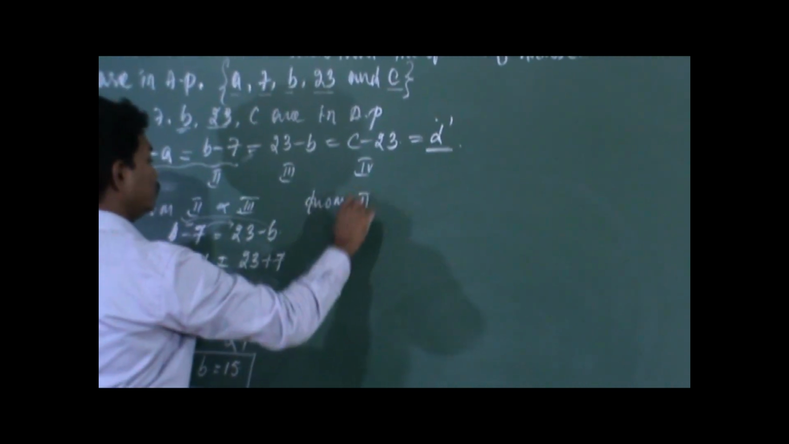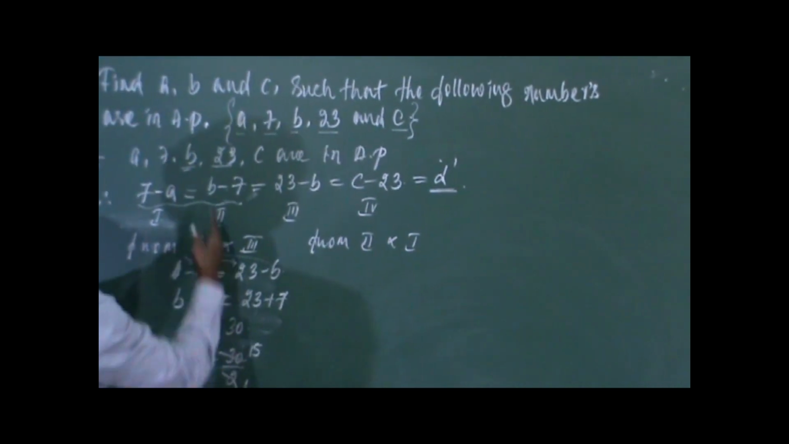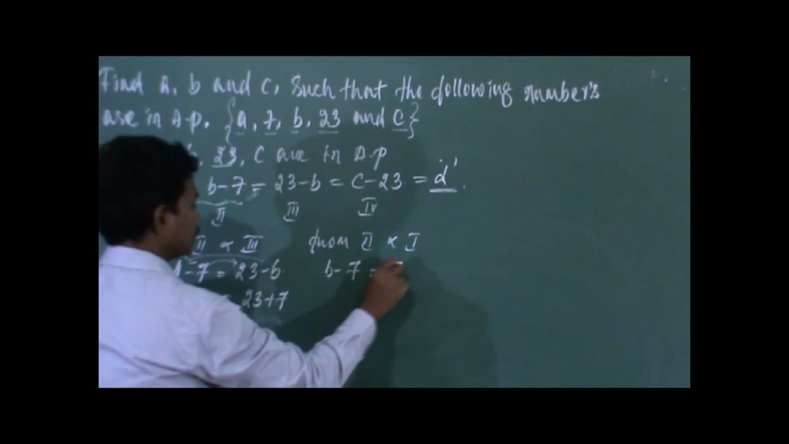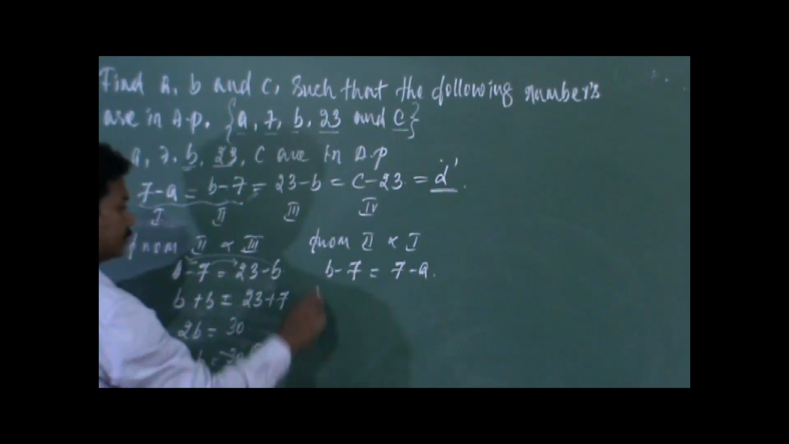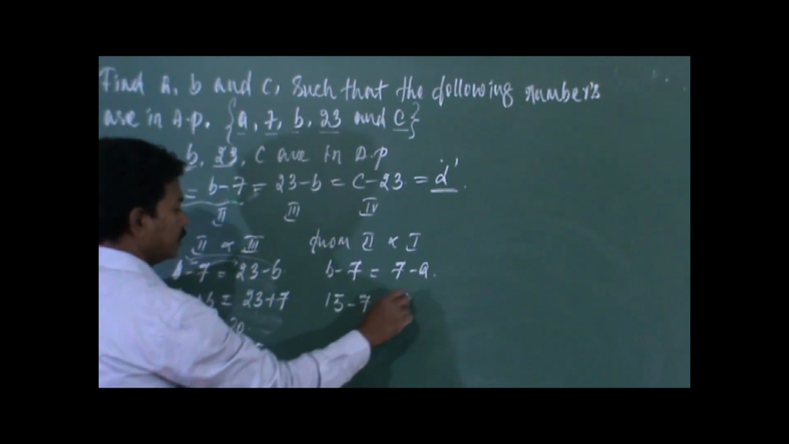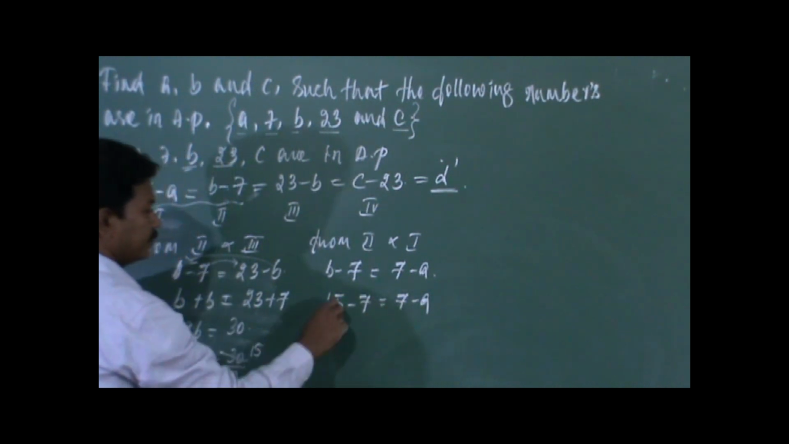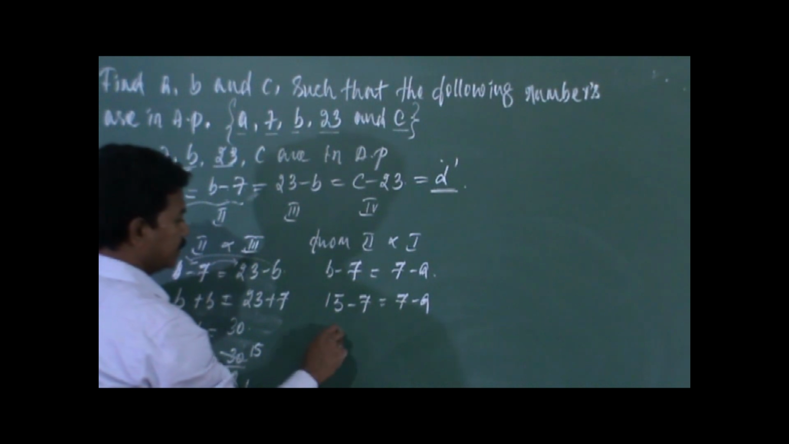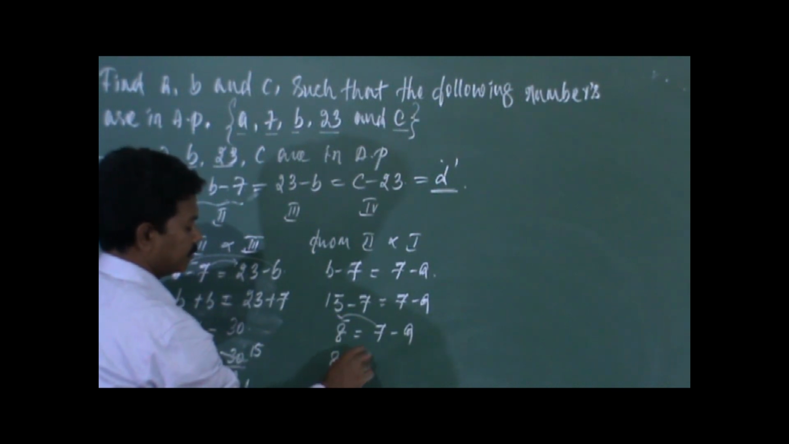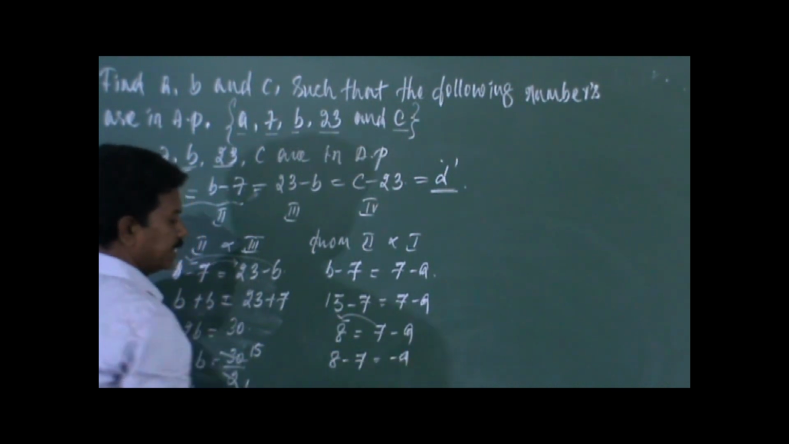Now we will take the terms 2 and 1. So B minus 7 is equal to 7 minus A. The B value we have here, so 15 minus 7 is equal to 7 minus A. 15 minus 7 is 8, which is equal to 7 minus A. We will transpose this 7 here, so that becomes 8 minus 7 is equal to minus A.